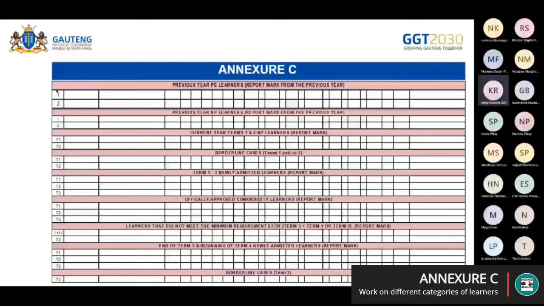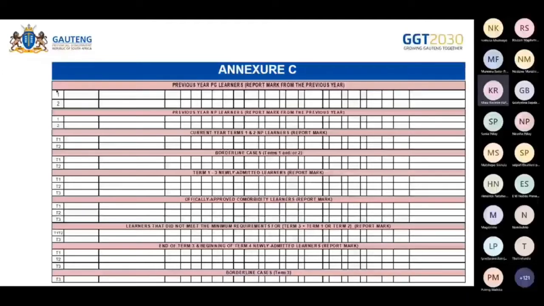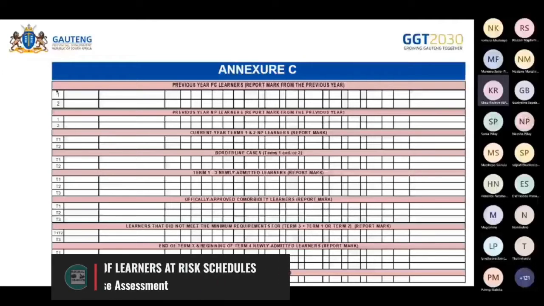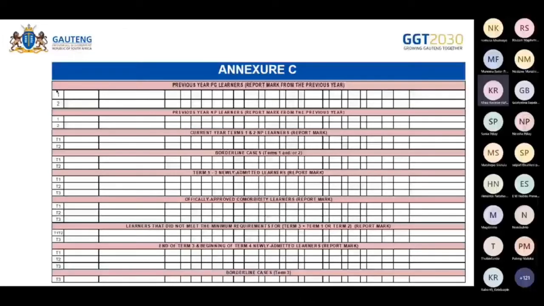Going down, colleagues, learners that did not meet the minimum requirements for term three will await the end of the term when we submit schedules and the beginning of term four. So this time around, we are going to end there with the learners that have been officially approved to learn from home. I hope, colleagues, that is clear. If not, we'll take that as and when questions are posed.